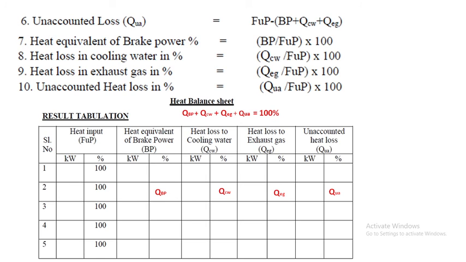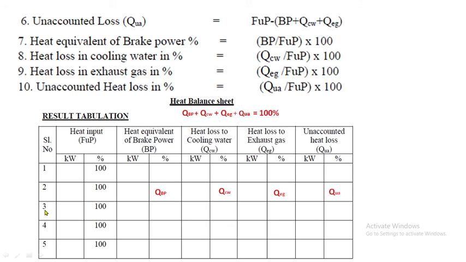Okay, the heat you gave as input has to be balanced: how much percentage you converted as useful work, and what about the remaining percentage of heat energy, where it is lost, like heat carried away by cooling water, heat carried away by exhaust gas, and some heat for unaccounted losses. So with this result tabulation, we obtain the heat balance sheet for all the loads. Like for 0 percentage no load, then you can check it for 25%, 50%, then 75 and 100%. So with this I can know the heat balance sheet.